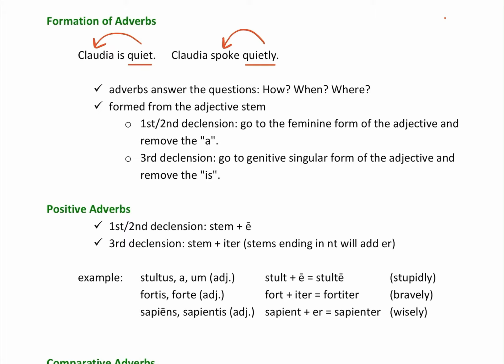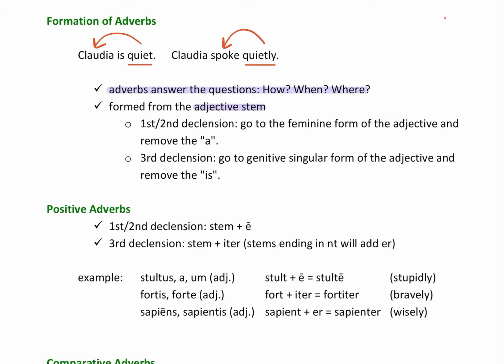All right, in your chart book is a whole section on adverbs. All the information I'm giving today will be in there. So you can either turn to that or watch this. Just know that's where it is, so when you're learning the rules, you know where to look. So adverbs answer the questions how, when, where. They are formed from the adjective stem.